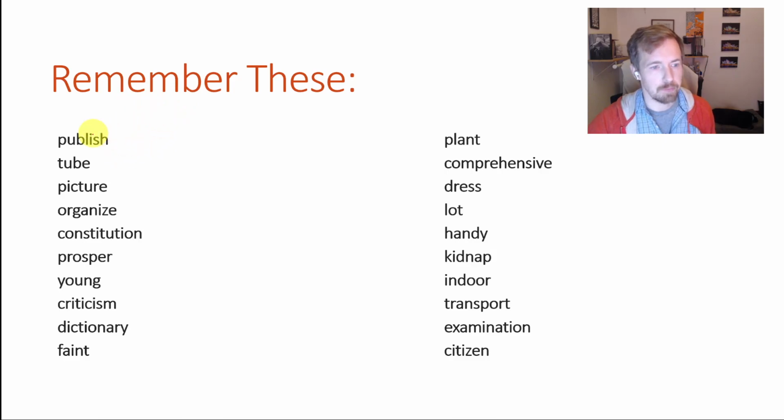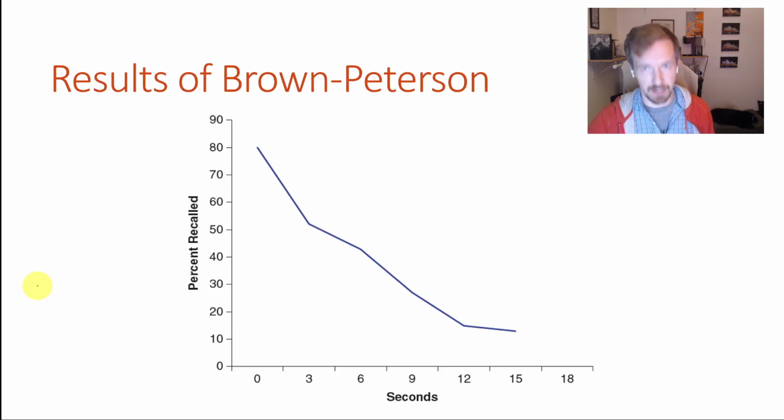Here we go. Publish, tube, picture, organize, constitution, prosper, young, criticism, dictionary, faint. That's publish, tube, picture, organize, constitution, prosper, young, criticism, dictionary, faint.